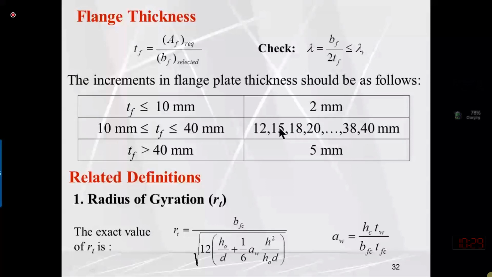And if this formula is giving the answer more than 40, then we need to select the thickness of the plate in a multiple of 5 millimeter on the upper side. For example, if the answer is 41, we shall select the thickness as 45. Or if the answer is 54, we shall select the thickness of the plate as 55. After computing the thickness and the width of the plate, we shall check the lambda f value by bf over 2tf, and this value should be less than lambda r. So the plate cannot be non-compact.